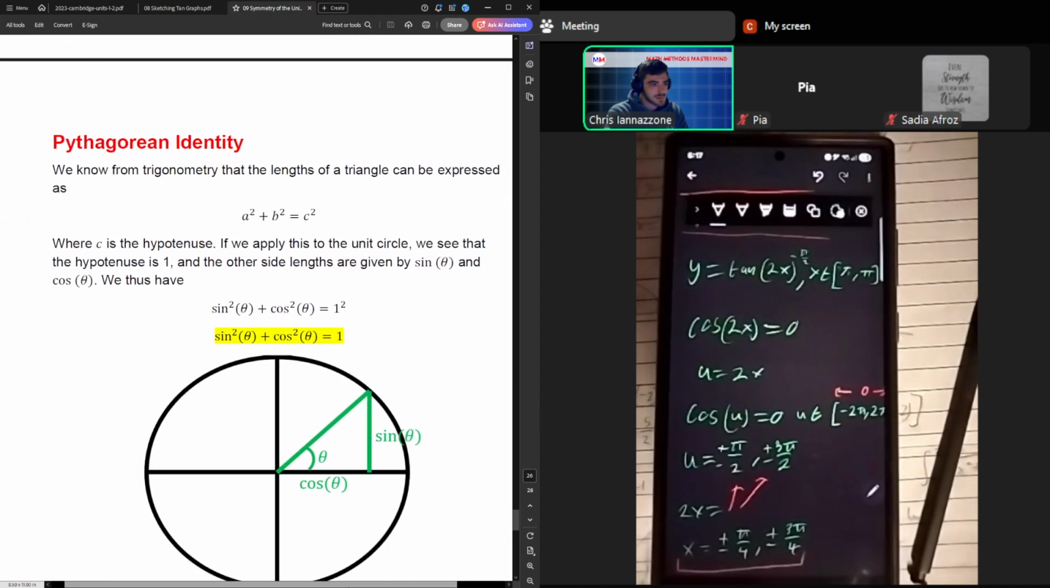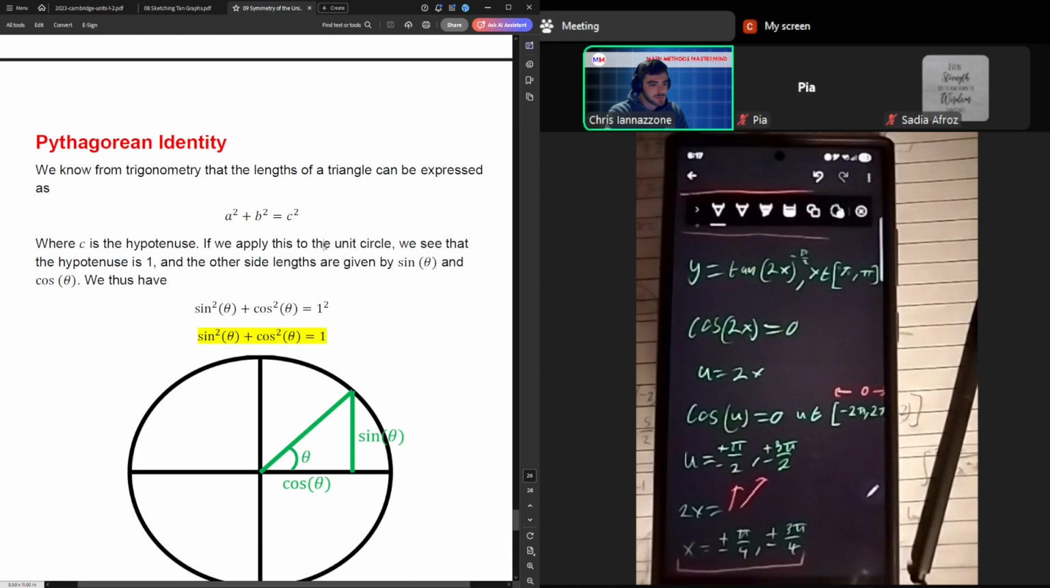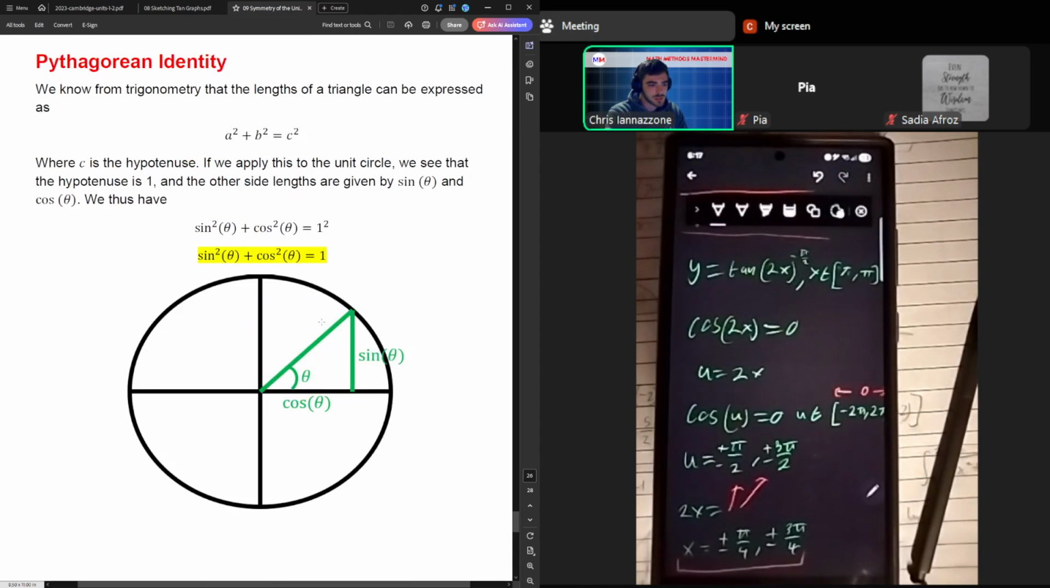Okay. Pythag identity. You've seen this before. You have a triangle, hypotenuse squared equals cos squared plus sine squared. And the reason why it's a 1 there is because it's on a unit circle. Right? You've got a hypotenuse of 1, adjacent, opposite, all those values squared equal hypotenuse squared.